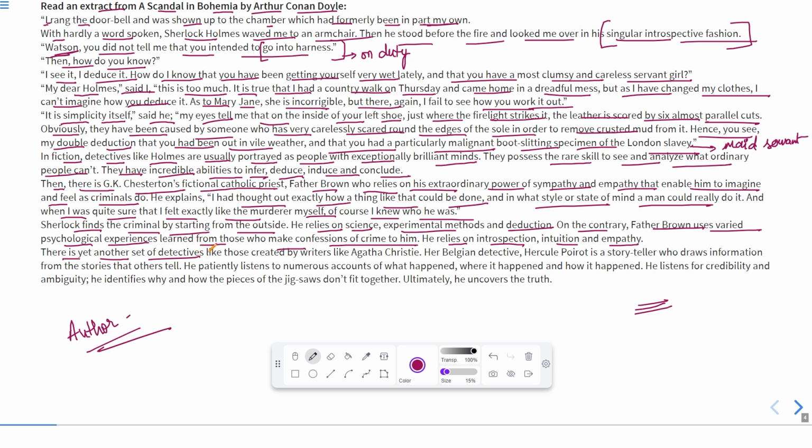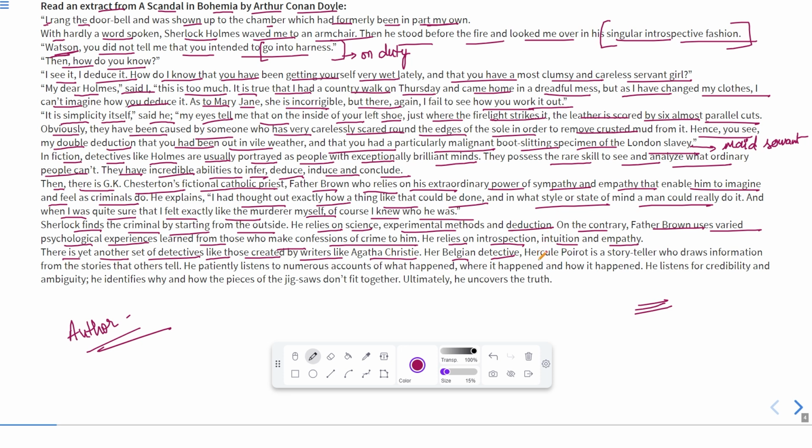It means they are talking about some more detectives whose styles are different, like those created by writers like Agatha Christie. Agatha Christie is an author, and also a detective. Her Belgian detective is actually a series by Agatha Christie.